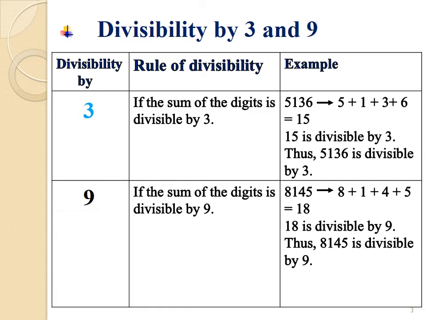Now, divisibility by 9. A number is divisible by 9 if the sum of its digits is divisible by 9. Example, 8145. Students, a number is said to be divisible by 9 if the sum of its digits is divisible by 9. So, now let us find the sum of the digits of 8145 by adding the digits 8, 1, 4 and 5. Thus, adding 8, 1, 4 and 5, we get 18. 18 is divisible by 9 or 18 is a multiple of 9.